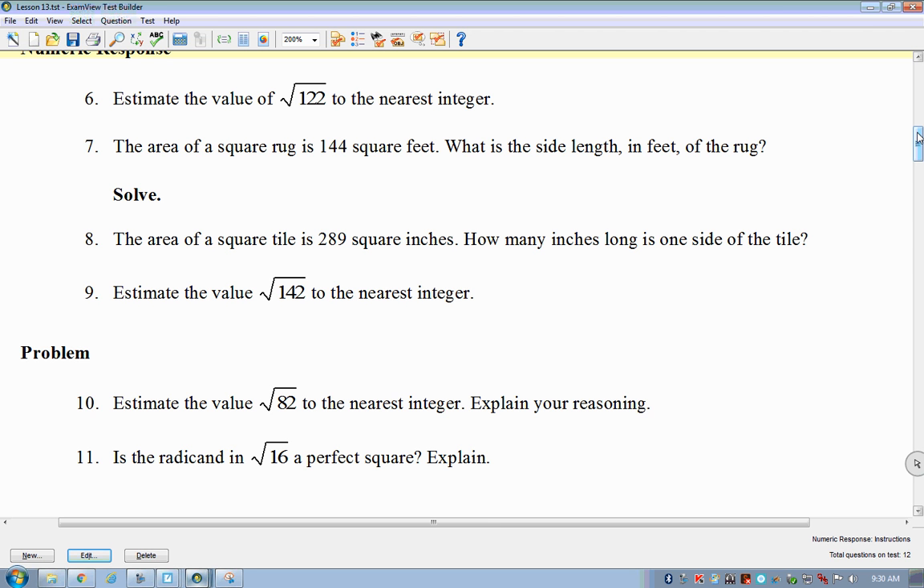Like I said, I'm not writing things down. What's the closest integer to the square root of 82? 81. So what is the closest integer to the square root of 82? 9. Very good. Is this a perfect square? Square root of 16. Is that a perfect square? What does it come out to? 4. Very good.